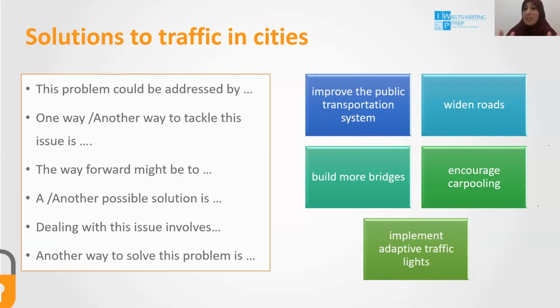And Suran, dealing with this issue involves implementing, can you continue? Yeah, but implementing is correct. Another way to solve this problem is by encouraging carpooling. Good. I know you're typing really quickly, but make sure that the first letter of the sentence is always capital. You need to practice doing that all the time so that in your exam, you get it right. Another possible solution is to widen roads, okay? Good. Okay, thanks everybody. We're going to move on to the next slide because we're running out of time.